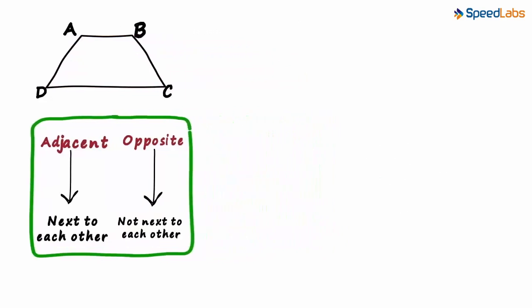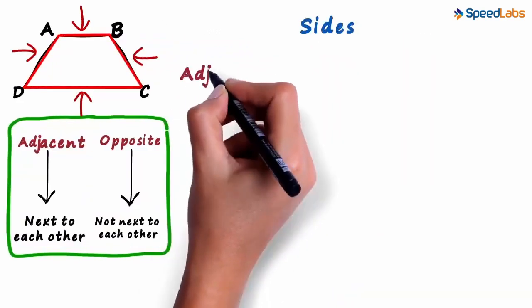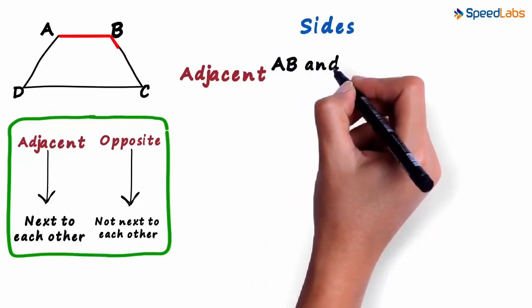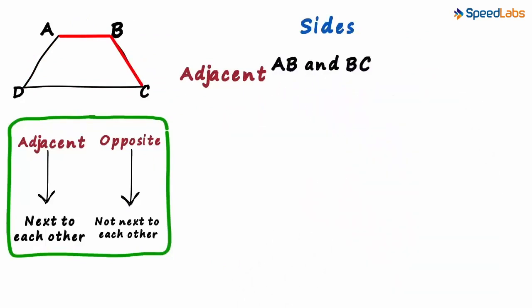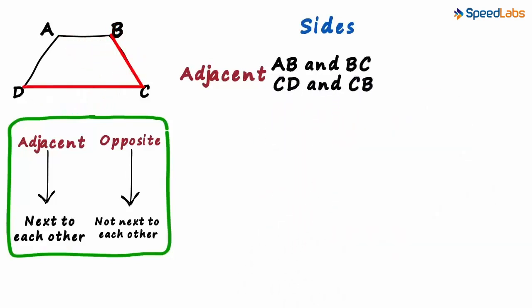Let's first focus on the sides of the quadrilateral. So which are the adjacent sides in a quadrilateral? These two sides are next to each other. We can say that the sides AB and BC are next to each other. The sides CD and CB are also next to each other. These two sides and these two sides are also adjacent to each other.